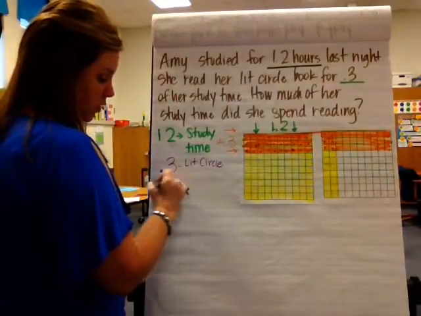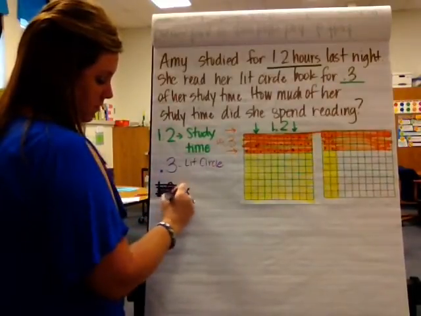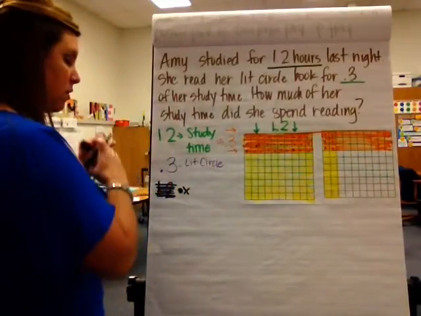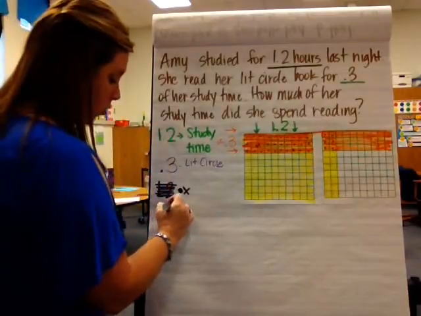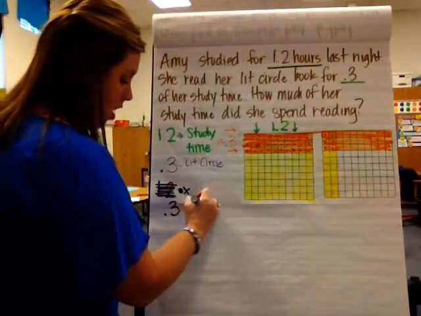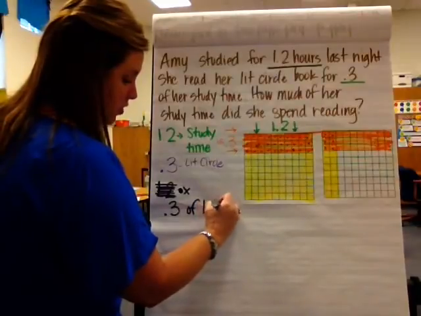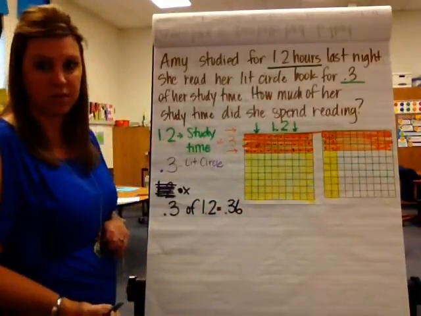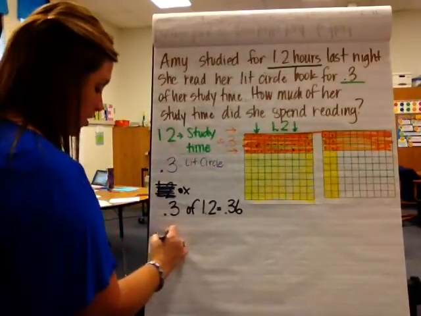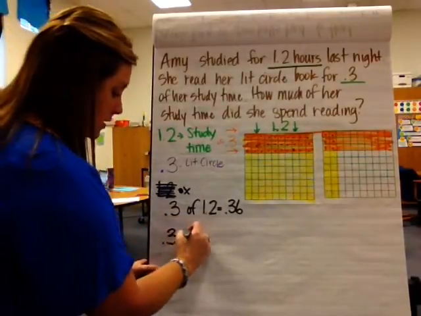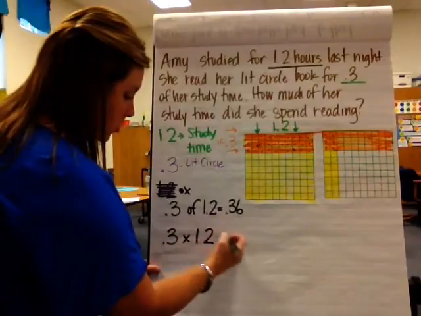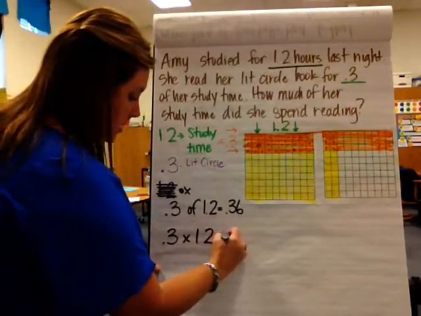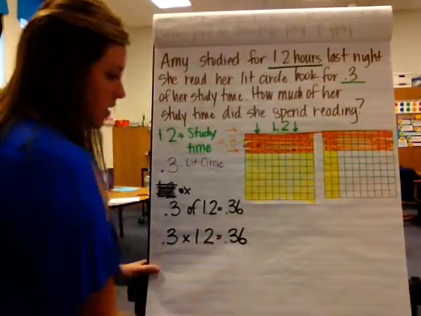We could say, well, if you want to do it the true algebraic way, 3/10 of my 1 2/10 is 36 hundredths. Or I could look at it this way: 3/10 times 1 2/10 is 36 hundredths.